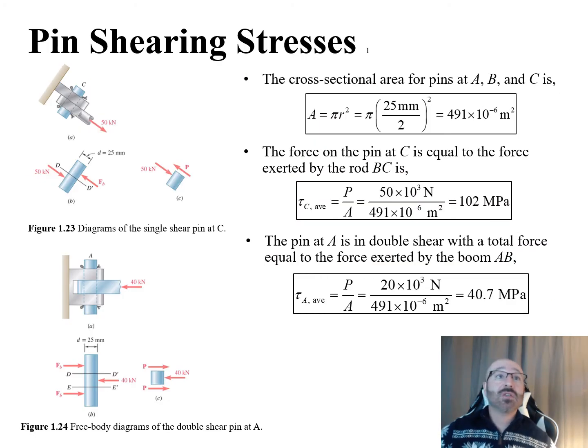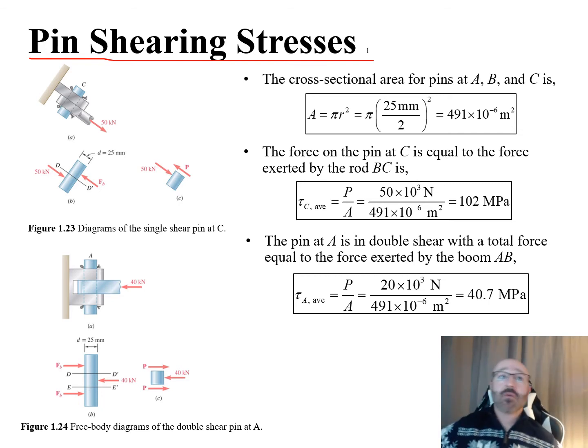So next, this is going to lead us into the pin shearing stresses. For all the pins, we're going to have the same diameter. We're going to have that 25 millimeter diameter for all pins at A, B, and C. So therefore, the cross-sectional areas at A, B, and C are all going to be the same. Remember, the definition for the area of a circle is pi r squared. So for each of these pins, we're going to have pi r squared. Pull our pi out front. Our r is going to be our 25 millimeters over 2 because that's our diameter, so we divided our diameter by 2 to get our radius. Square that term. What we end up with for our cross-sectional area for all the pins at A, B, and C is 491 times 10 to the negative 6 meters squared.